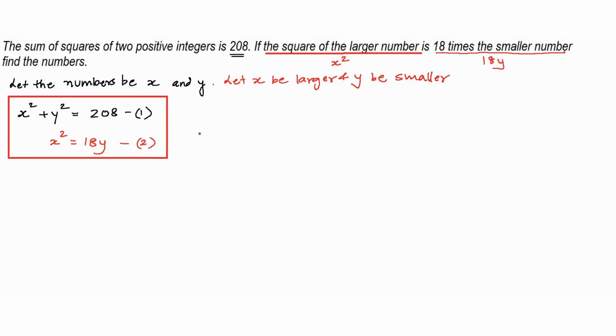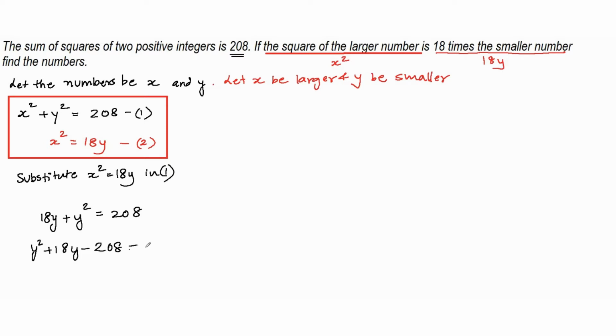And what I would do is I would simply substitute x square as 18y in the first equation. So what I get is 18y plus y square is equal to 208, which means y square plus 18y minus 208 is equal to 0. So now we have to solve this quadratic equation. Product is 208, which is 104 twos are. Nope, doesn't give us a sum of 18.